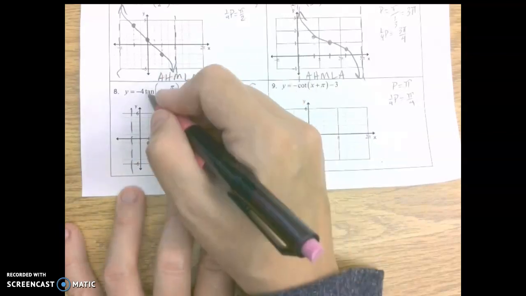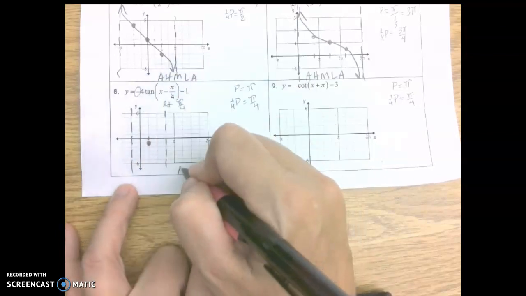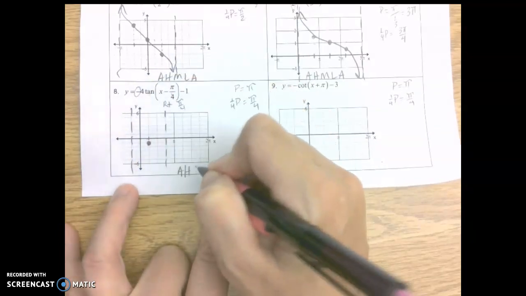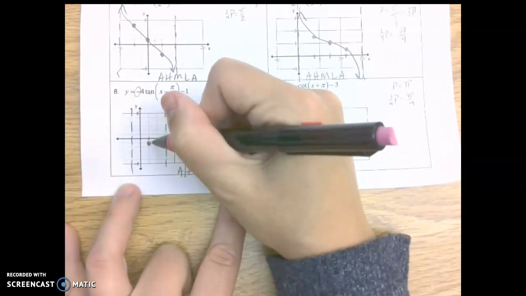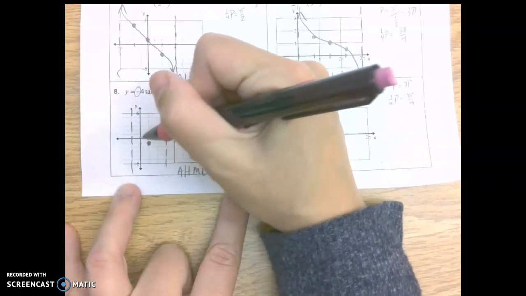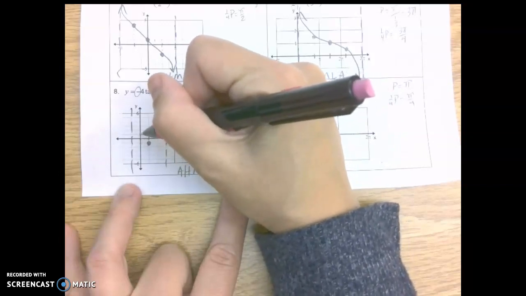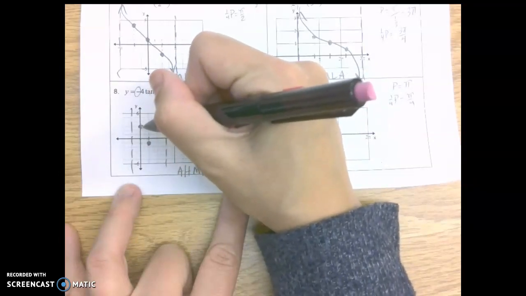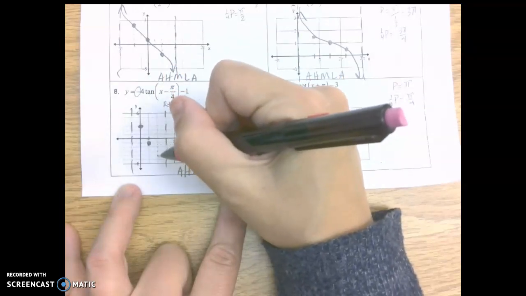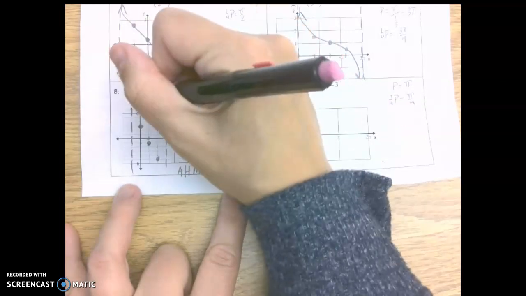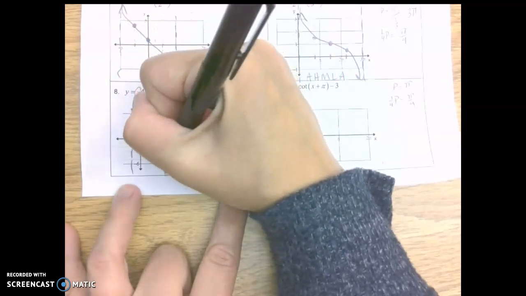Okay, it is a negative tangent, so it's going to look like a cotangent, AHMLA. And so to the left of the center point will be my high, and that's going to be up 1, 2, 3, 4. And to the right would be my low, 1, 2, 3, 4. Okay, so it's going to look like that.